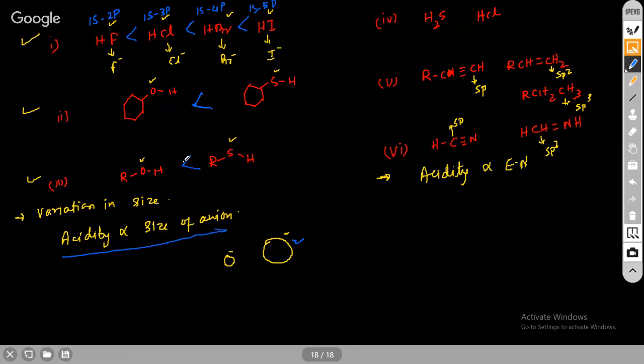Right. Now, if you have any contradiction in size and charge, then we always prefer the charge factor into this. Size will not be the major factor, right?